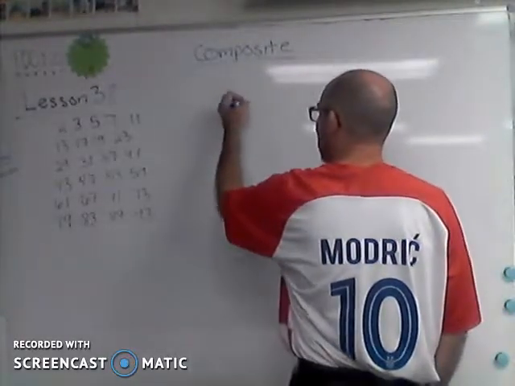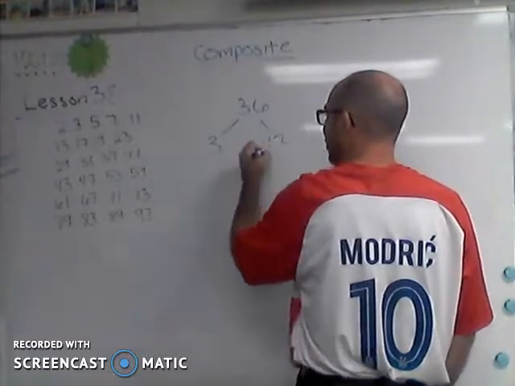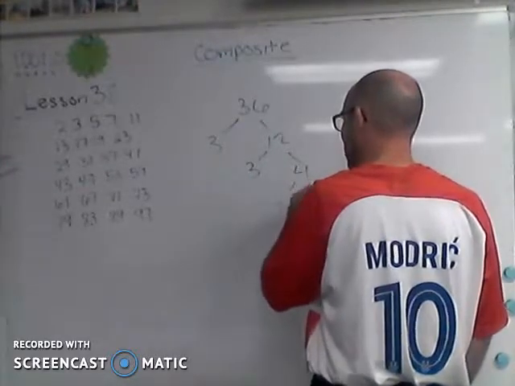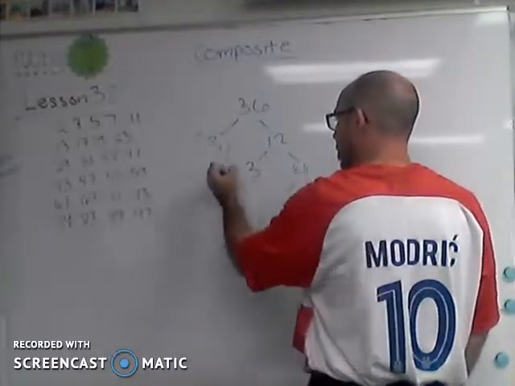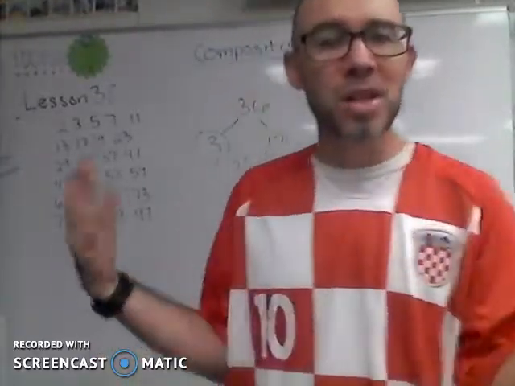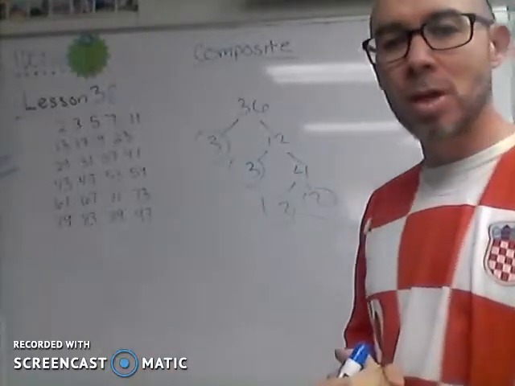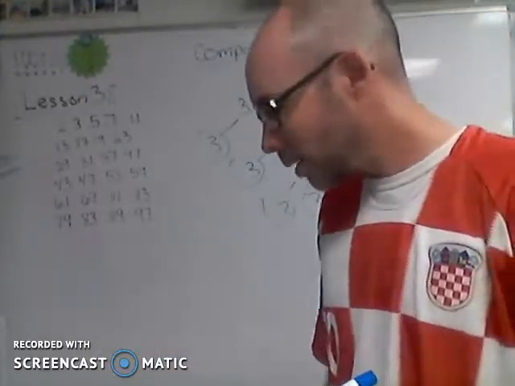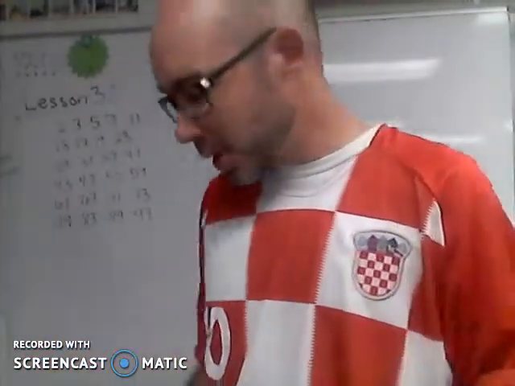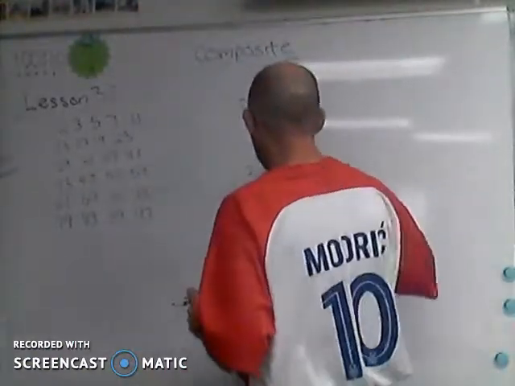You pick anything, like 36, and I can think 3 times 12, and then 12 is 3 times 4, and 4 is 2 times 2. So there are all my prime factors: 2 times 2 times 3 times 3. Maybe you thought 6 times 6, and it would still break down the same way. You'd have a 2 and a 3 and a 2 and a 3. There you go.